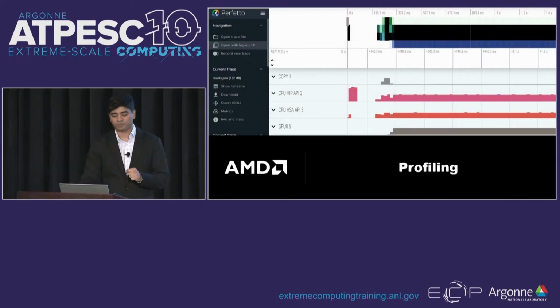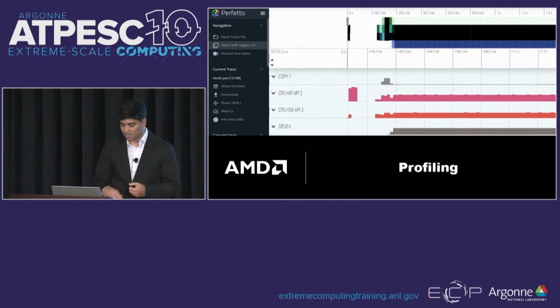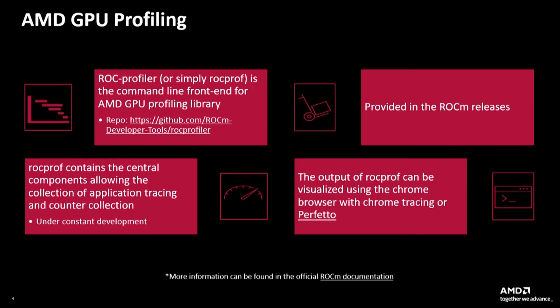So up first is profiling, and I'm sure since morning you've heard a lot about profiling and debugging and using all these kind of tools. So for AMD, the AMD profiler, or as we call it rocprof, is the command line front end that you can use to profile on AMD GPUs. It essentially contains all the components that allow you to extract the performance metrics and do all sorts of tracing that you need to understand what your application is doing on the GPU. And rocprof is generally included with ROCm releases for now.